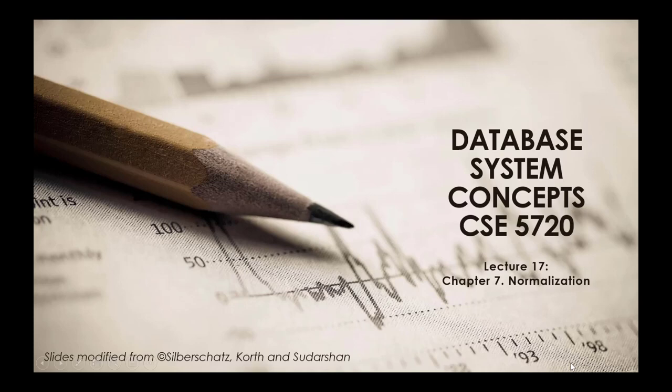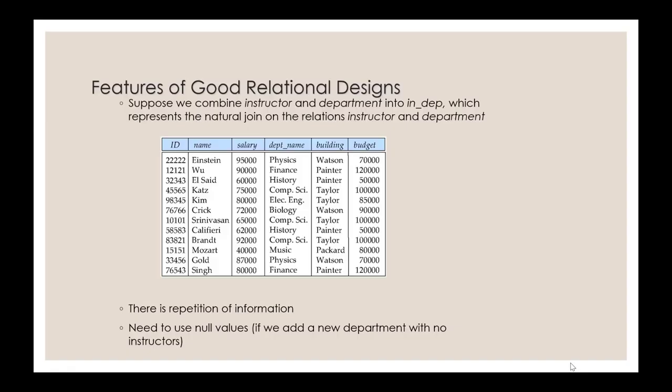Hello, in this video we're going to talk about normalization. Okay, so this features a good relation design. Suppose we have combined two tables. We combine instructor and department into this thing called in_dep. It represents the natural join on these relations, instructor and department.